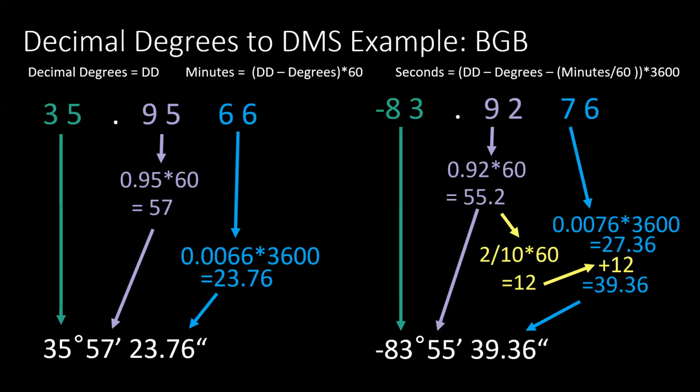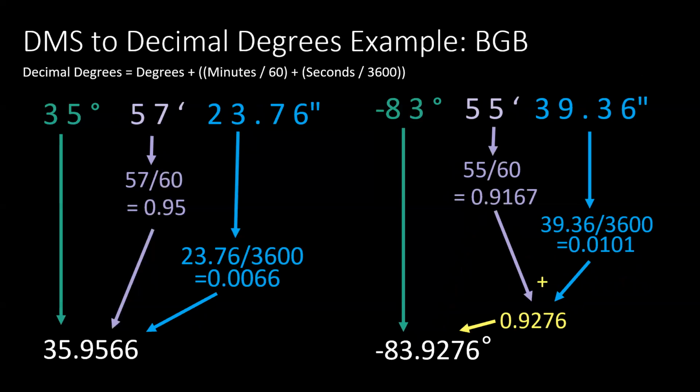But I still need to calculate the rest of the seconds that were given in the original decimal degree value. So I multiply 0.0076 by 3,600 and I get 27.36. I still have those 12 seconds left over from the minute calculation, so I will add those in and get 39.36 seconds, with a total value of -83 degrees, 55 minutes, and 39.36 seconds. Whew. Moving on to the next one.